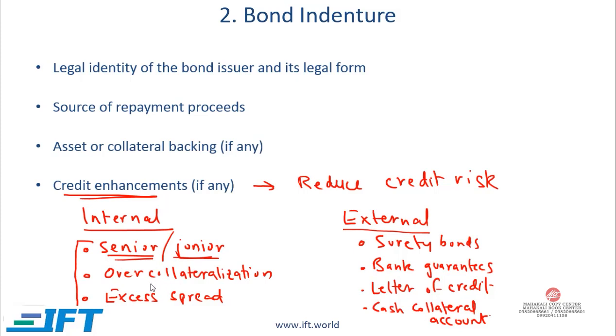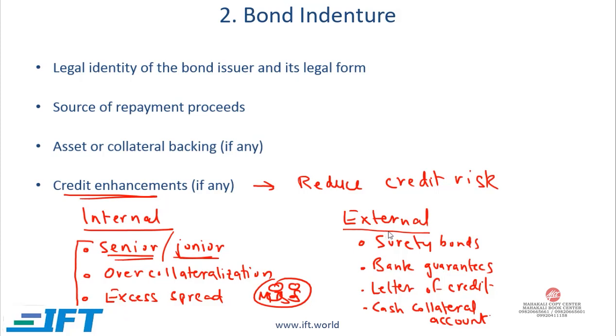We could also have over collateralization where the amount of collateral exceeds the payments that need to be made, so that provides a safety buffer. A similar concept is an excess spread where the return that we are getting from our collateral, for example, if we have mortgage-backed securities, the return that we get on the actual mortgages or the pool of mortgages, if this return is higher or significantly higher relative to the return that needs to be paid to investors, then that also provides protection. So these are all internal enhancements.